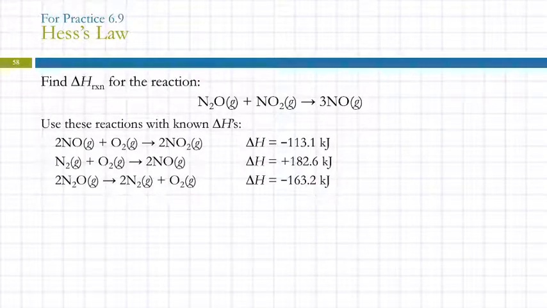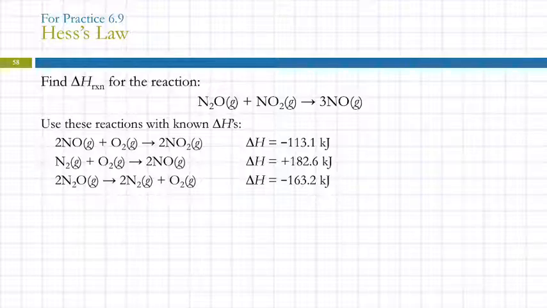Okay, let's apply those things. Find delta H, the enthalpy of heat of reaction for this reaction. We got N2O plus NO2 goes to 3 NO's. Not 3 noses, 3 NO's. So use these reactions with known delta H's. So for reactions like this, you can go to a table in the textbook, you can go to the CRC, you can go to the internet. You can find data like this because other people have measured it and written it down for us.